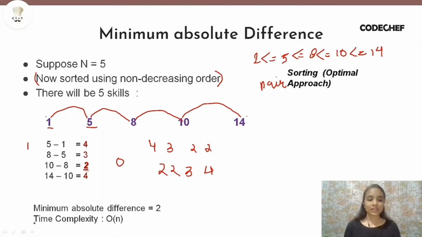Now talking about the time complexity of this approach, it will be order of n, that is linear time complexity. And order of n time complexity will always get an AC even if the upper limit was 1 lakh, as we discussed earlier. So guys, this is the best and optimal approach for this question.